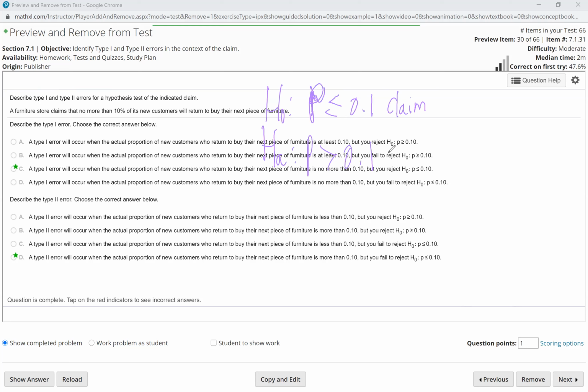Okay, let's interpret type 1 error. Type 1 error, as I said, when you reject the null hypothesis when it is actually true. So a type 1 error will occur when the actual proportion of new customers who return is at most 10%, but you reject it. That's what it says. And a type 2 error will occur when the actual proportion, I'm reading the correct answer at the bottom, guys, who return to buy their next piece of furniture is actually not this, that, but you fail to reject the null hypothesis.